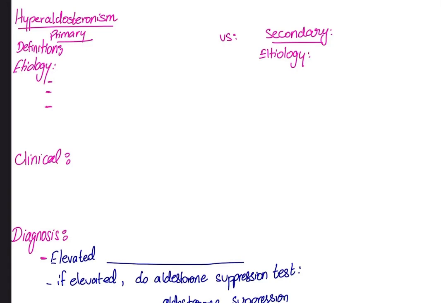Okay, let's talk about hyperaldosteronism today. Let's do a quick definition between primary and secondary. So, primary hyperaldosteronism is just elevated aldosterone or increased production.